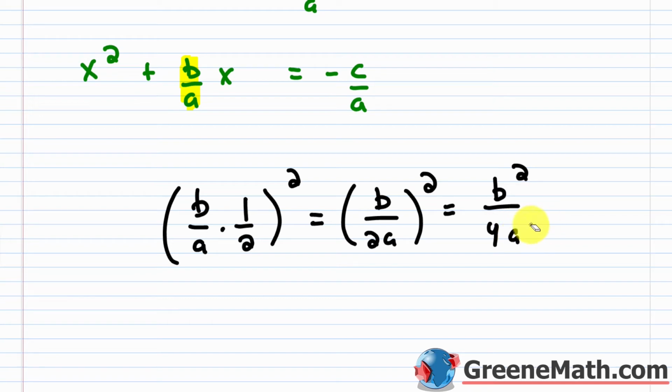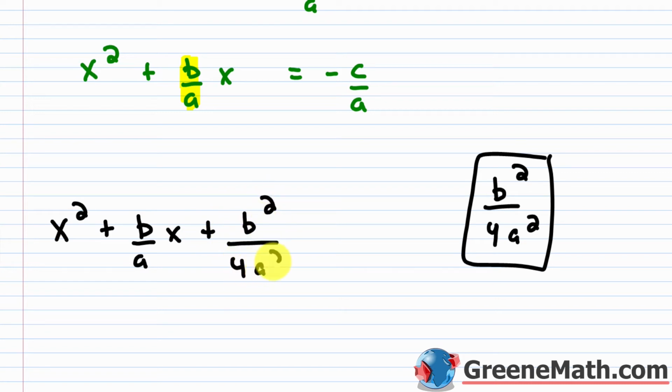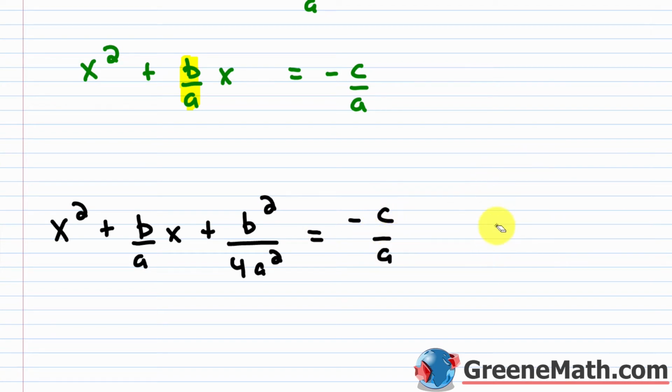Okay, so we're going to add this right here to both sides of the equation. So let me erase all this. We're going to have x squared plus b over a times x plus b squared over 4a squared is equal to negative c over a. Again, plus this quantity, plus b squared over 4a squared.